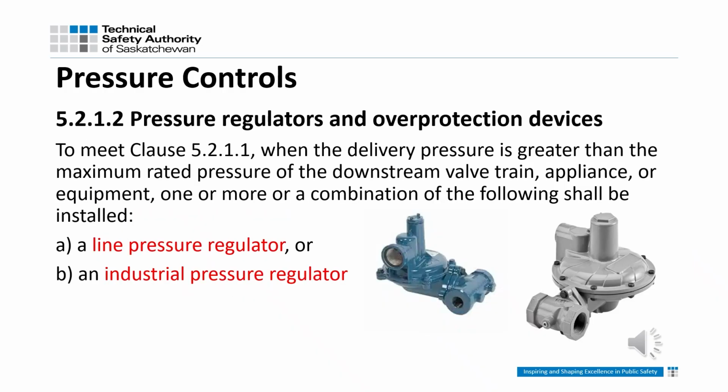5.2.1.2 Pressure regulators and overpressure protection devices. To meet clause 5.2.1.1, which says that gas supplied to equipment needs to be in the range for the equipment, 5.2.1.2 states that when delivery pressure is greater than the maximum rated pressure of the downstream valve train, appliance, or equipment, one or more or a combination of the following shall be installed: A, a line pressure regulator, certified, or B, an industrial pressure regulator.